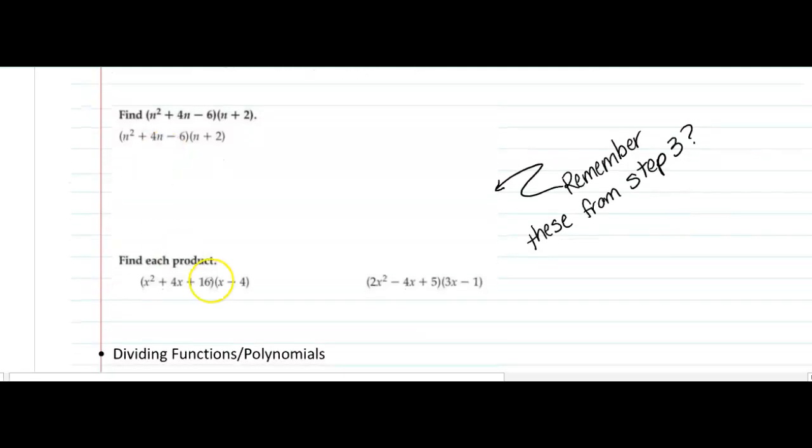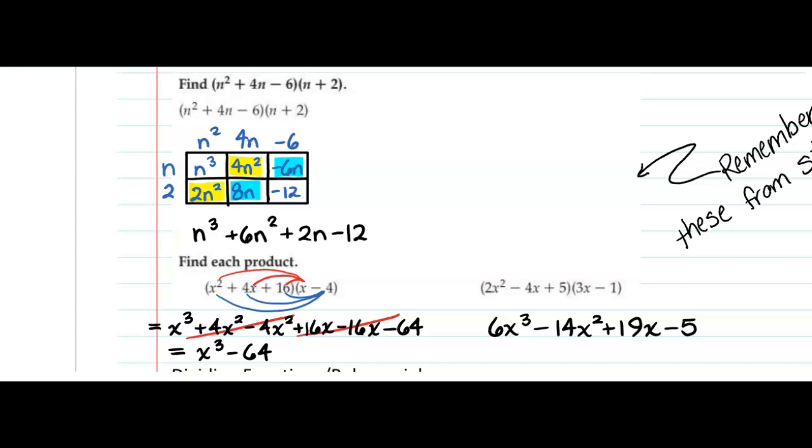Some of these problems came straight from our Step 3 notes. Some of them we did, some of them we didn't do as examples. Go ahead and pause the video and practice multiplying these polynomials and then check your answers.